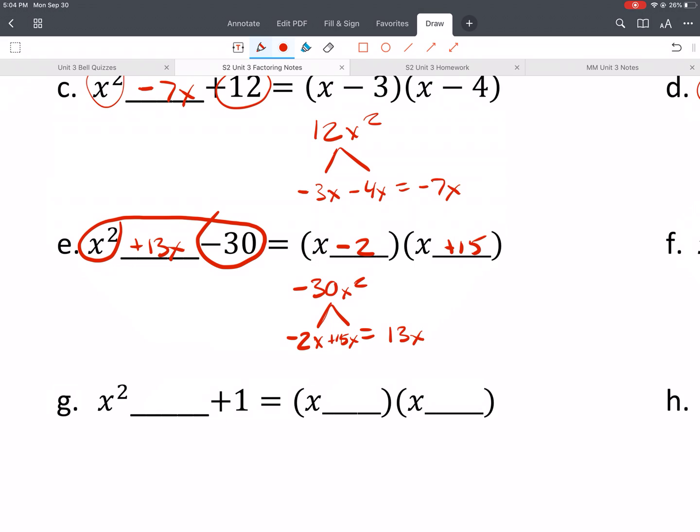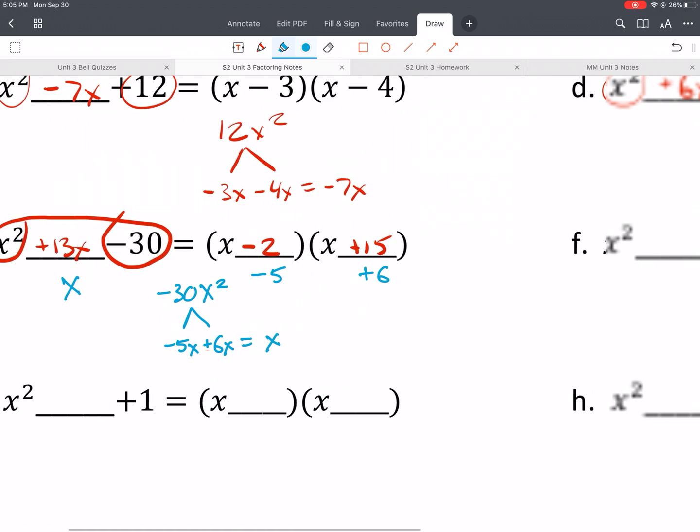Like I said, let's do another one that would give you a different solution that would also be acceptable. So negative 30x squared, you could do negative 5x and a positive 6x. Okay, that would end up giving us x. So your solution here would be x minus 5 and a positive 6. Okay, so there's lots of different ways.